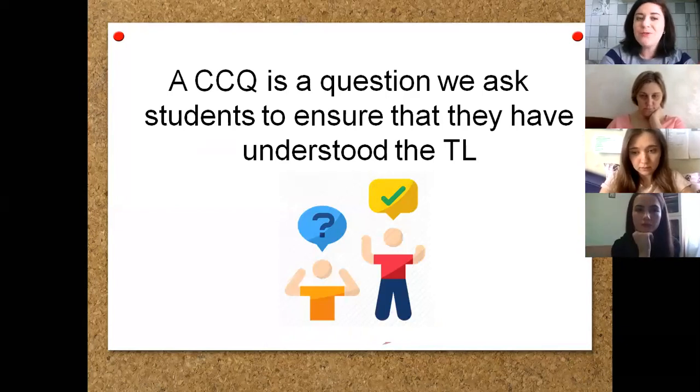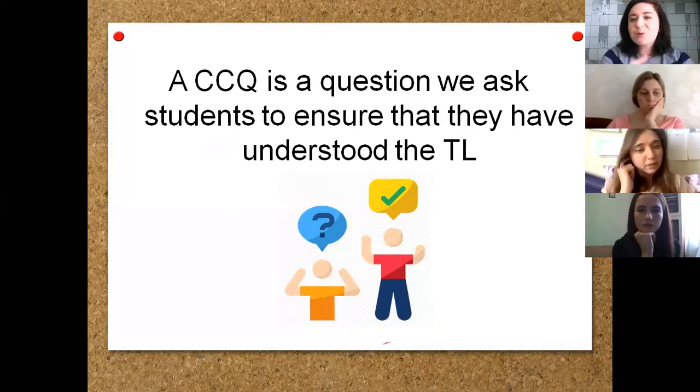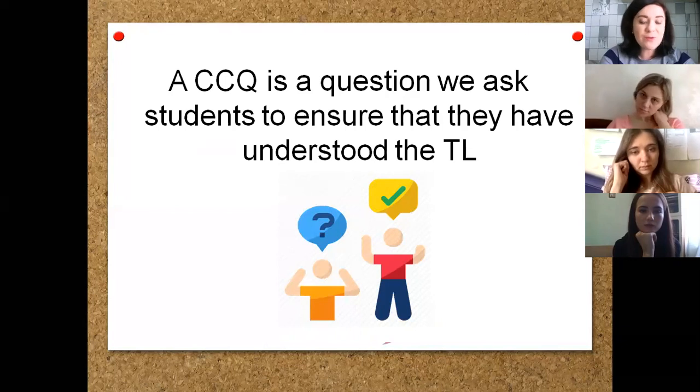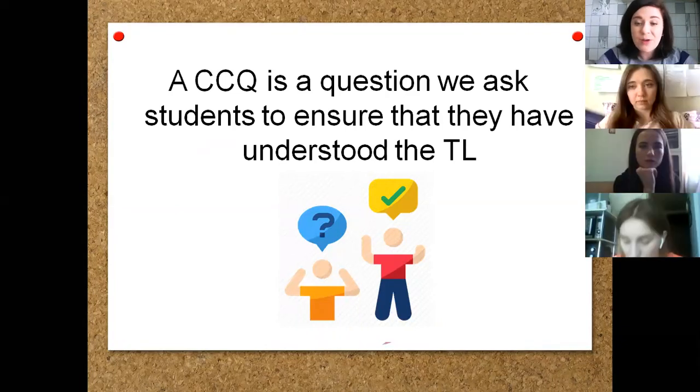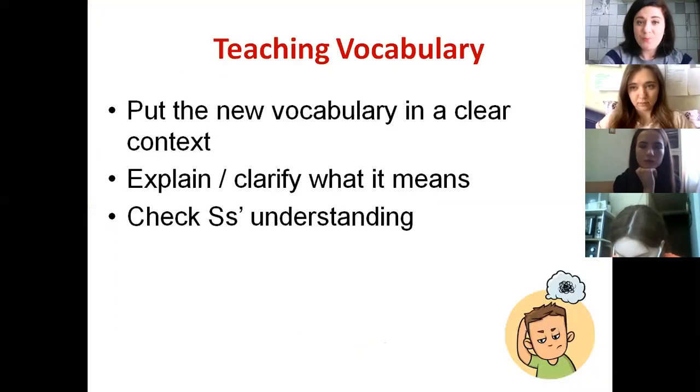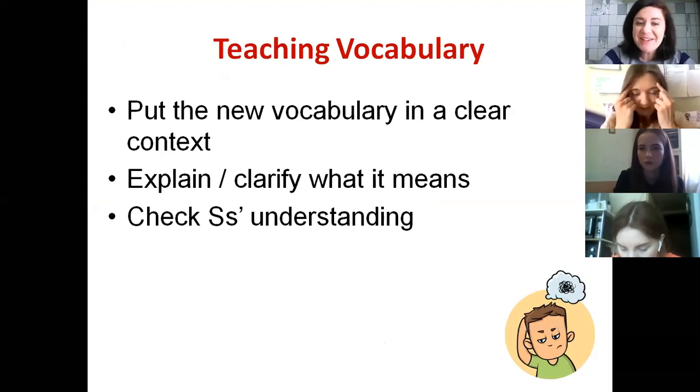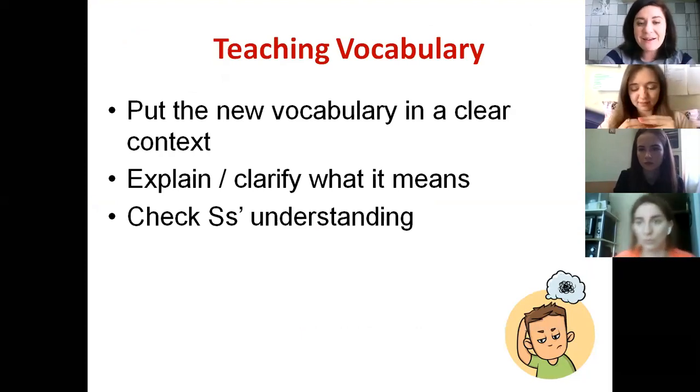So just a quick reminder that CCQ is a question that we ask students to make sure that they have understood the target language or the grammar structure. But today, mostly we will focus on vocabulary and functional language. So when we teach vocabulary, yes, we have clear context, everything is done in presentation, yes, everything goes well. Then you try to explain, you try to clarify what this or that word means. And after that, you have to check students' understanding. And in this case, your task is to ask CCQs, yes?